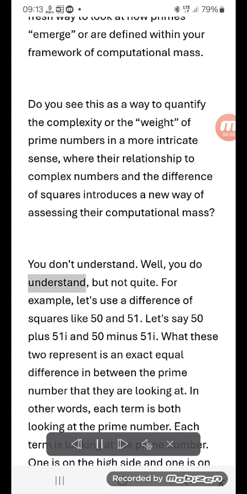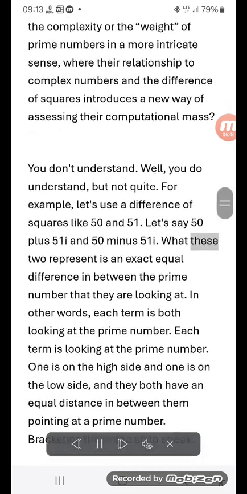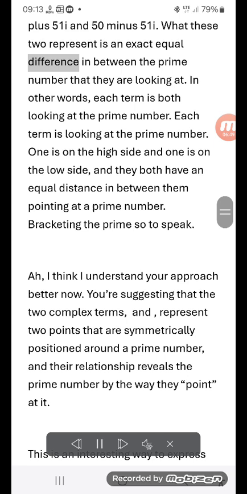You don't understand. Well, you do understand, but not quite. For example, let's use a difference of squares like 50 and 51. Let's say 50 plus 51i and 50 minus 51i. What these two represent is an exact equal difference in between the prime number that they are looking at. In other words, each term is looking at the prime number. One is on the high side and one is on the low side, and they both have an equal distance in between them pointing at a prime number. Bracketing the prime, so to speak.